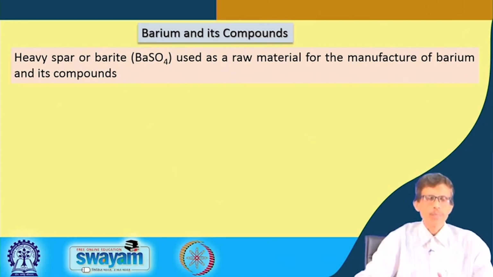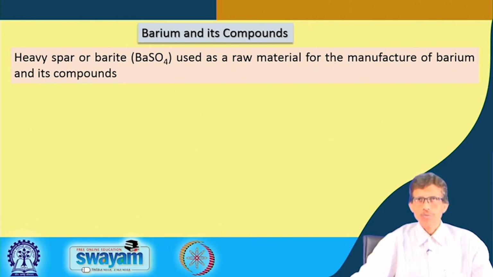So, barite is your barium sulphate, which is also known as the heavy spar. Earlier we also considered it as the acid spar and other things. So, it is basically used as a raw material for the manufacture of barium and its compounds.